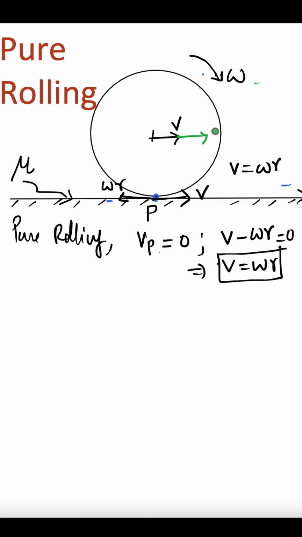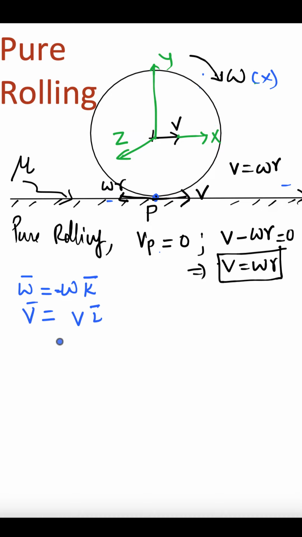Let's analyze this in a little bit of detail. Let's say this axis is x, this axis is y, and this is z. Then we can write the omega vector as minus omega k. Why minus? Because omega is going inside the paper, and the velocity vector is v i. Let's say the r of this point P is 0 i plus minus r j. Therefore, this is minus r j.